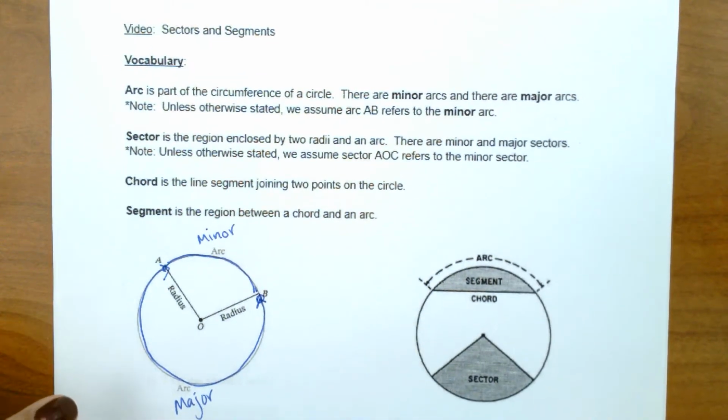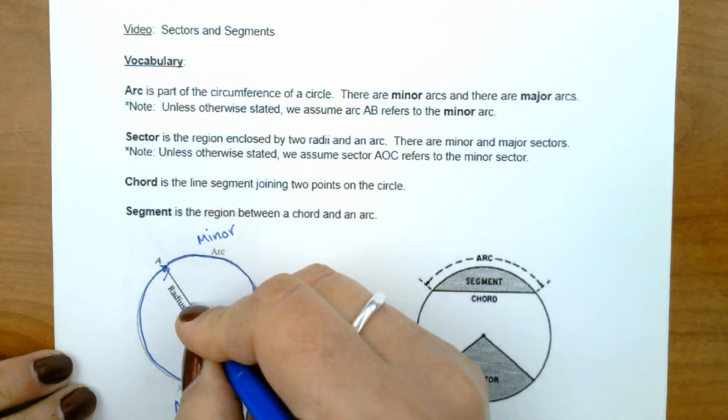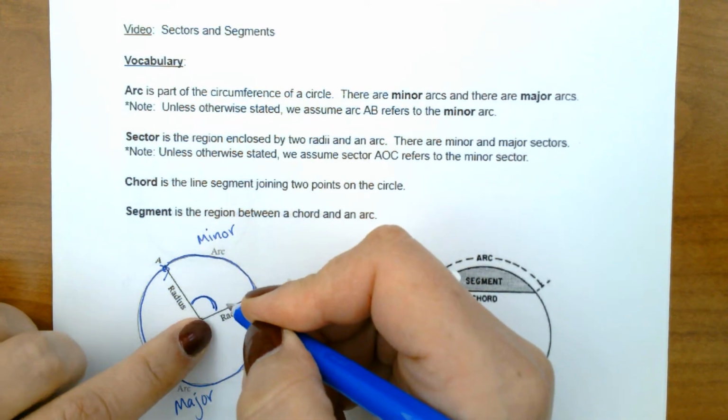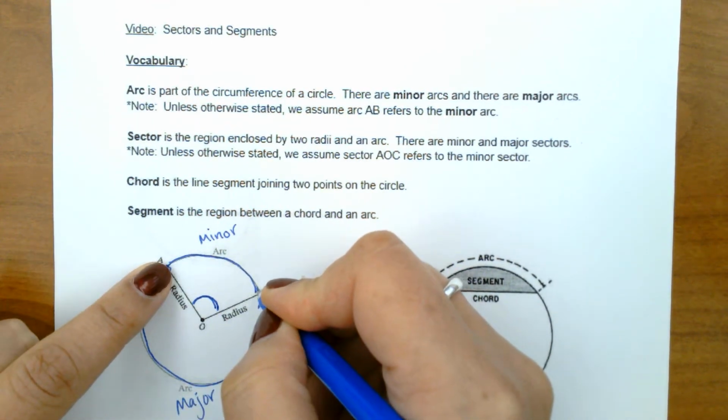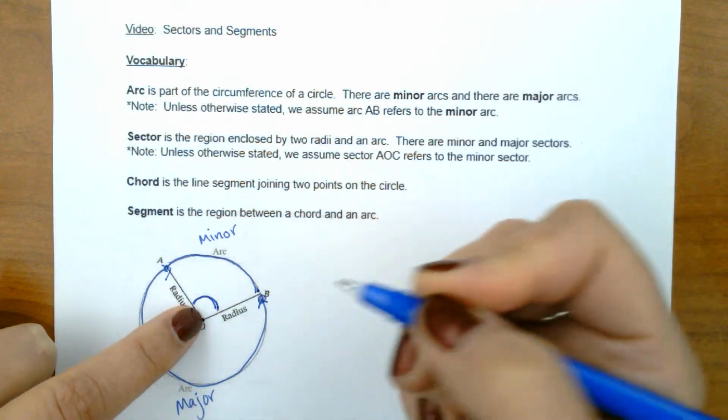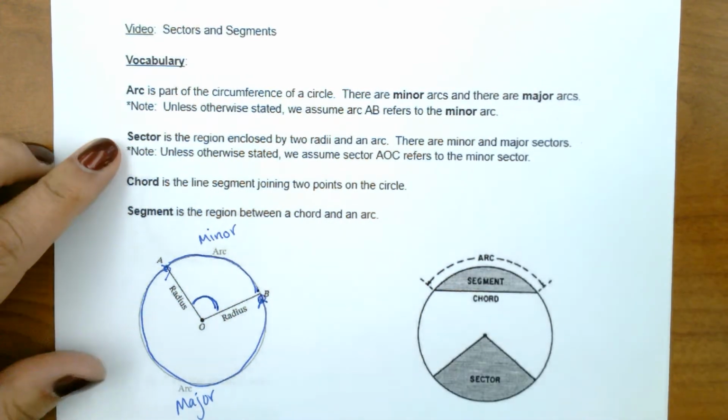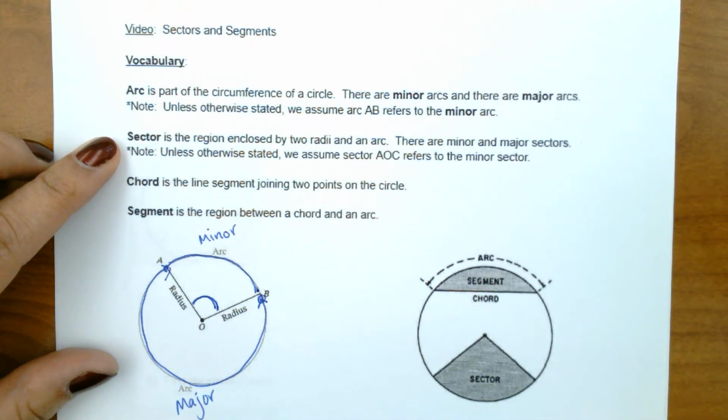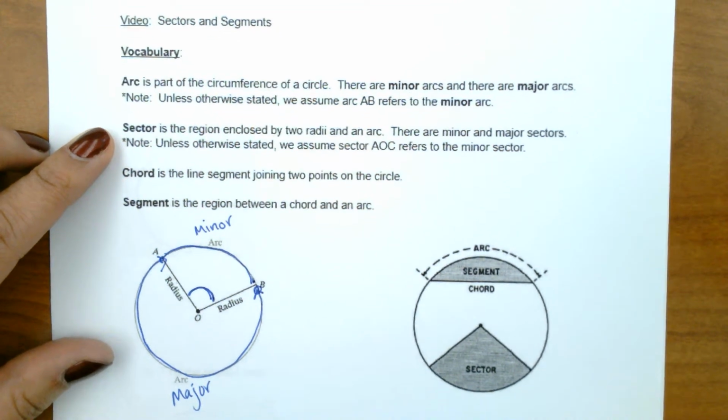Okay, a sector. One more thing about this, they also might be referring to the angle here. There is an angle that is formed and there is this arc. This is the length and this is the angle measure. A sector is the region enclosed by two radii and an arc. There are minor and major sectors. Note again, unless otherwise stated, we're going to assume that sector OAC refers to the minor sector.